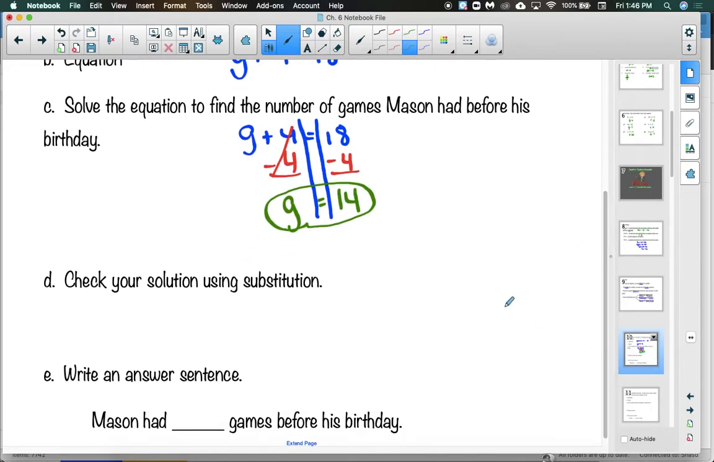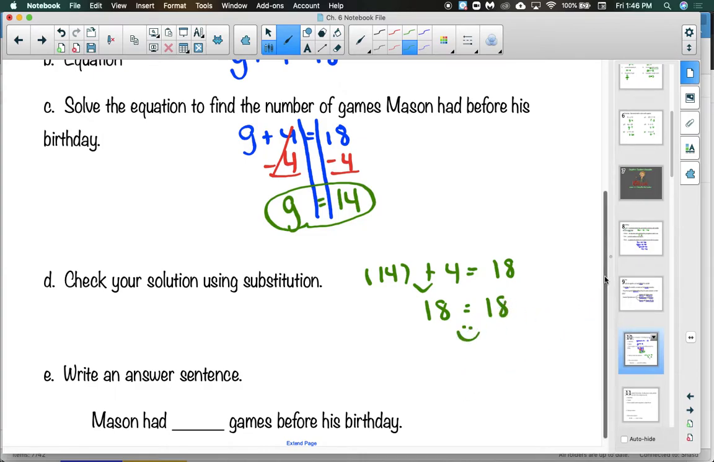Now, we do have to check this. We're going to check this with substitution, so that means we're going to put a 14 in place of G, and we're going to write the rest of the equation out. 14 plus 4 equals 18. And then we're going to simplify the left-hand side. 14 plus 4 equals 18. 18 equals 18. That makes us very, very happy.